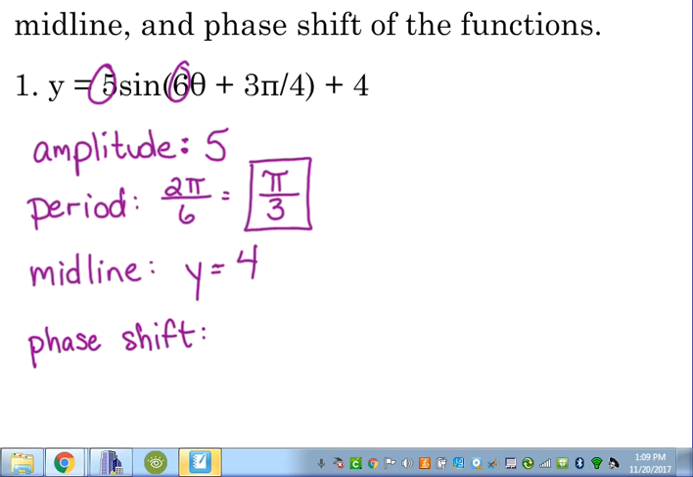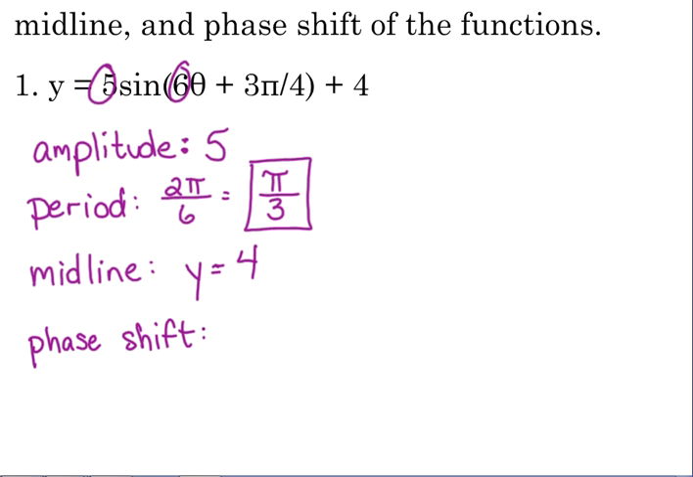we need to factor out the 6 from what's inside the parentheses there, okay? So when we take out a 6, we take it out of the 6 theta, we're left with the theta. Remember, factoring out a GCF is like you divide, or we're dealing with fractions here, so how about we look at multiplying by 1/6? So if we multiply 3 pi over 4 by 1/6, that is 3 pi over 24.